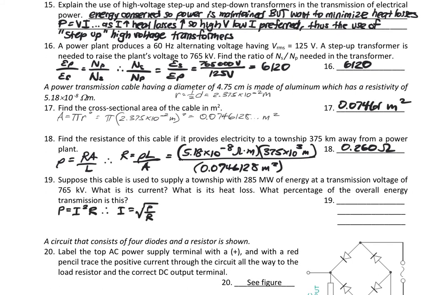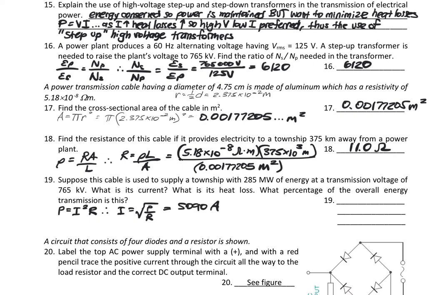My numbers are not making a ton of sense. I just double checked my numbers. My area is actually wrong. It's close but wrong. Actually, it's not close. Instead of 0.07, it's 0.001. Changing the area changes the resistance, brings it up to 11 ohms. It still gives us a lot of current though. 5,000 amps?